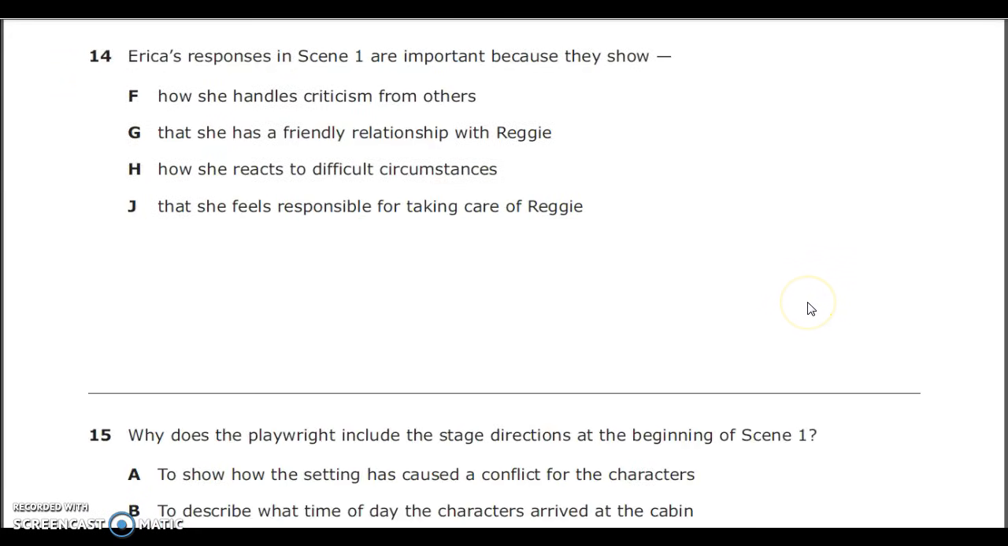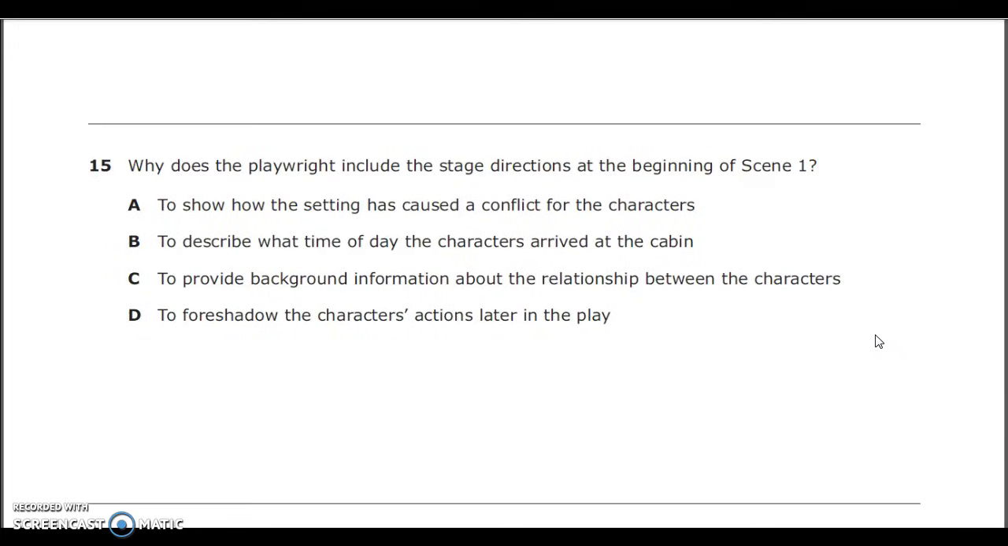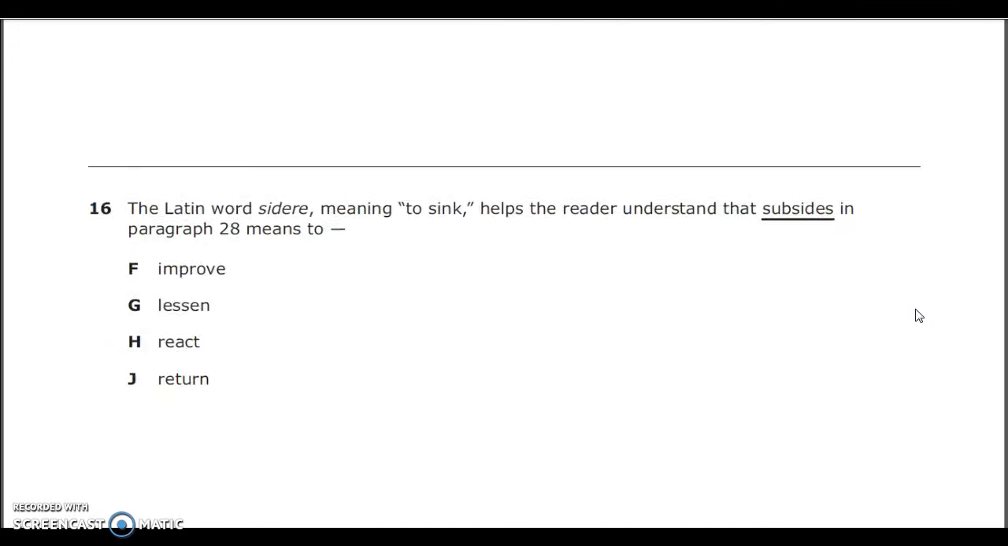Erica's responses in scene 1 are important because they show... Again, to know her response, you have to read her dialogue and you have to read her stage directions. So that's one where we have to go back to the text. Again, why does the playwright include stage directions? Again, we have to go back and look at those.